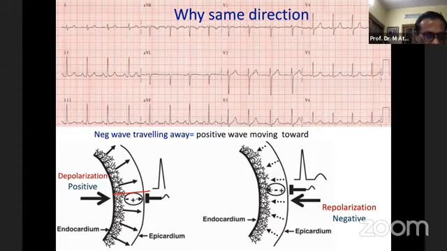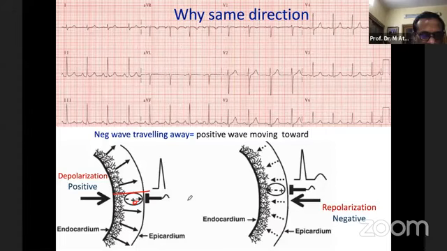So depolarization is the movement of the positive pole of the action potential. This is the positive pole. Depolarization means movement of the positive pole towards an electrode, so there will be a positive deflection. So depolarization produces a positive deflection.